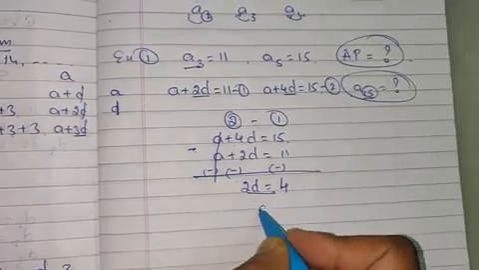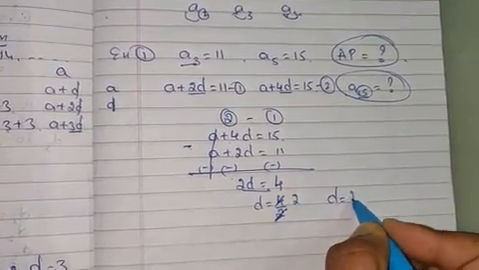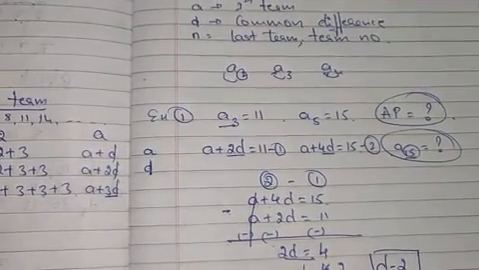So as 2 goes to the right side, D is equal to 4 divided by 2. 2 twos are 4, we have got the value of D. What is D? D is the common difference.